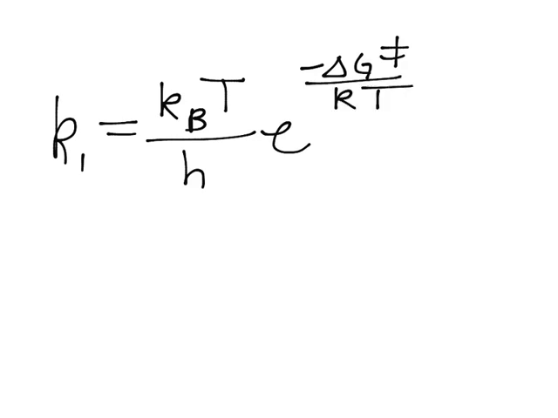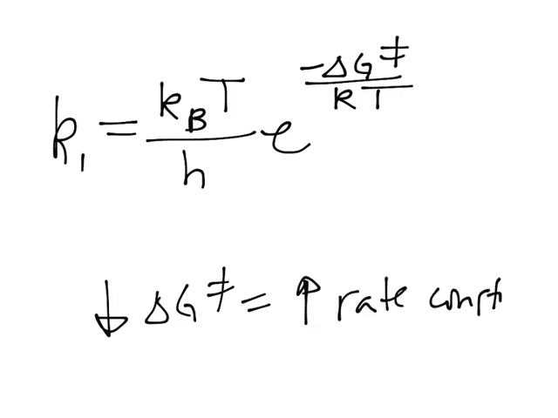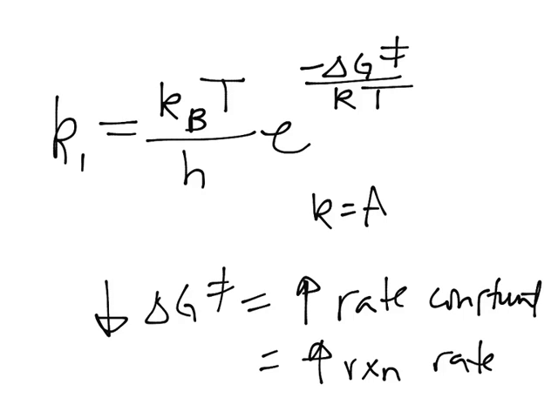What we see here is that the lower the activation energy, the greater the rate constant, and the greater the rate constant, the faster the reaction rate. This should look a lot like the equation k equals A e to the minus EA over RT, which is the Arrhenius equation, where A is the Arrhenius constant. And this is how we derive the same expression when you were in general chemistry.